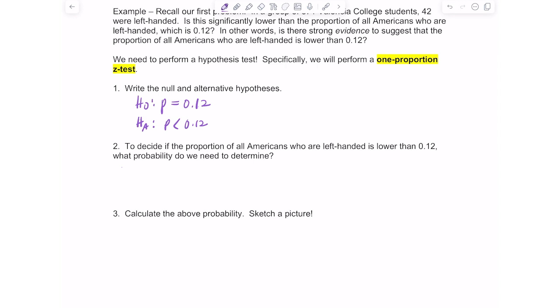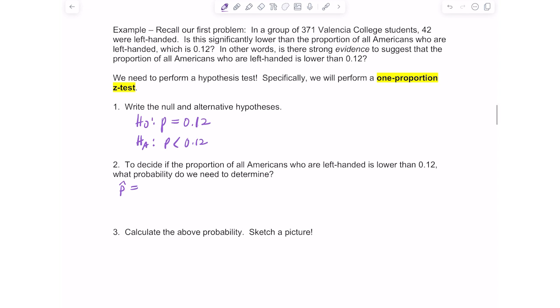Now, to decide if the proportion of all Americans who are left-handed is lower than 0.12, what probability do we actually need to determine? Well, there's a few things we need to find here. We need to find p hat, which in this case would be the number of students in the sample that are left-handed, which was 42 out of 371. And for that, if we divide 42 by 371, we get 0.113.